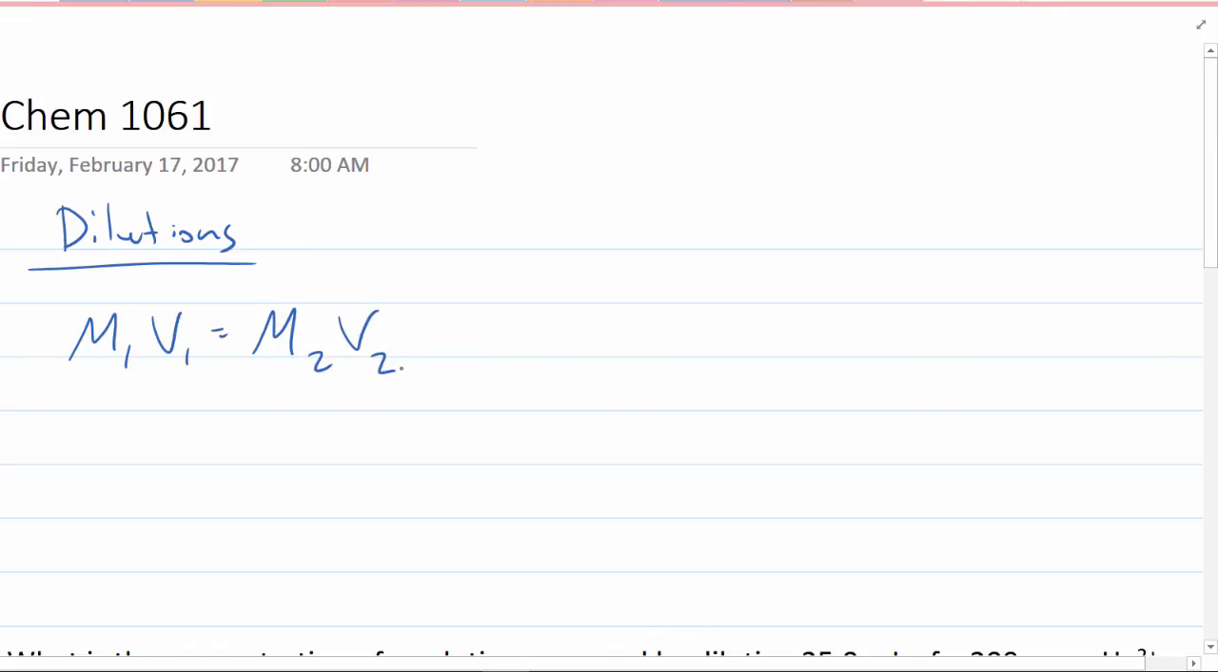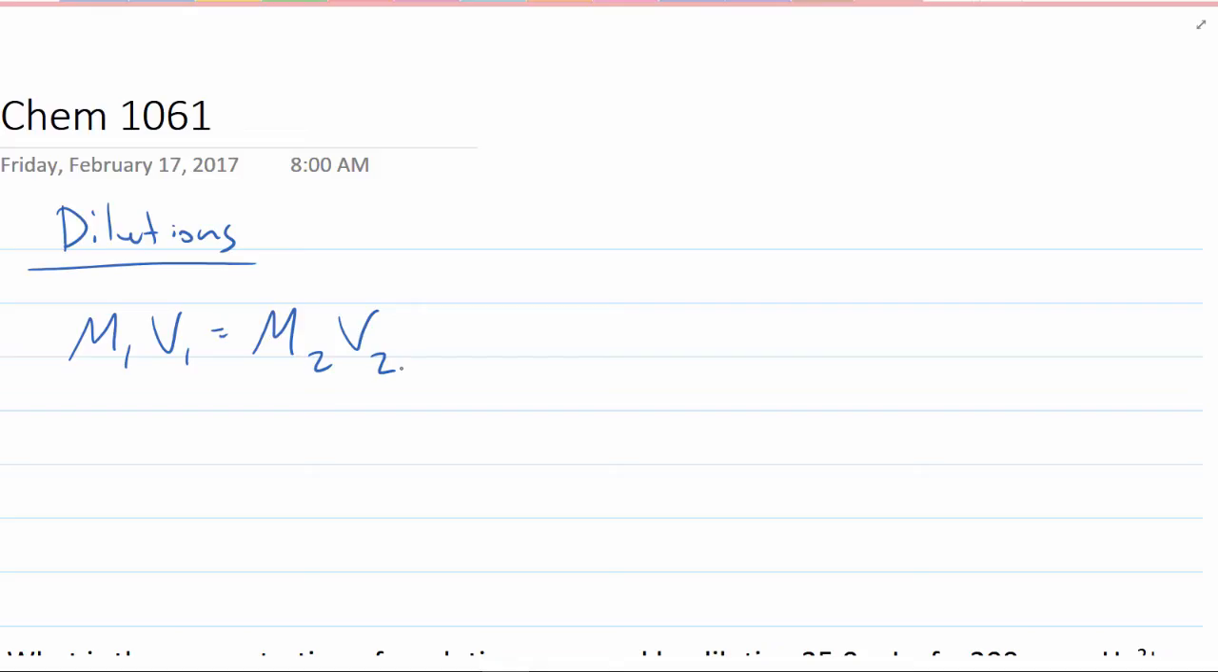All right, so now a dilution formula. When we work with dilutions, you will see in your text that the formula for dilutions is M1V1 is equal to M2 times V2. In the dilution formula, M stands for molarity, V stands for volume, subscript 1 stands for first or the initial conditions, 2 stands for last or final conditions.